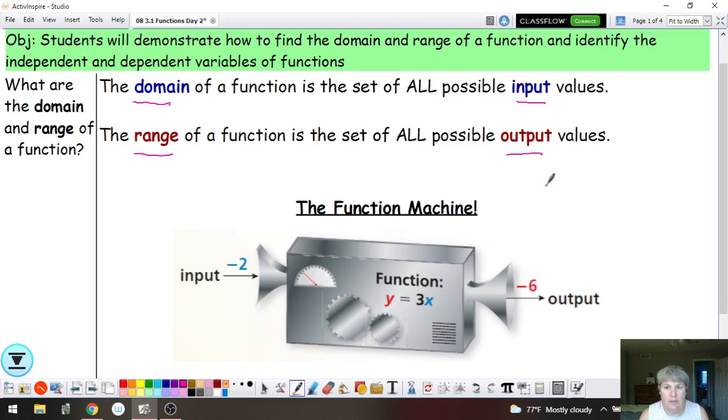And we talked in the other video about how the input values are your x values and your output values are your y values. So if we take a look at this function machine, we will input -2. We'll plug it in for the x, and when we take 3 times -x, out comes -6. So your input is x, your output is y.